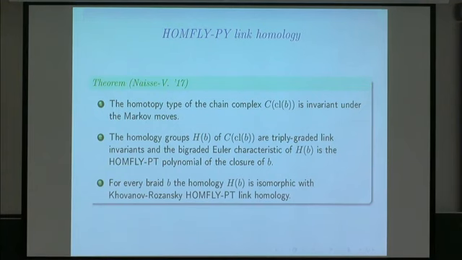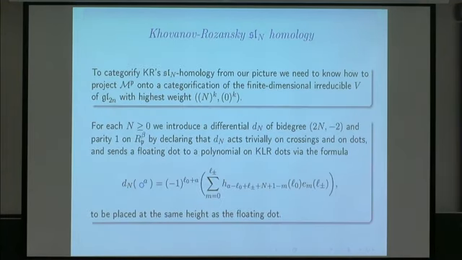Okay, now we can think of categorifying other Khovanov-Rozansky homologies. So we need to know how to project from a parabolic module into a finite dimensional representation, in terms of the categorifications.